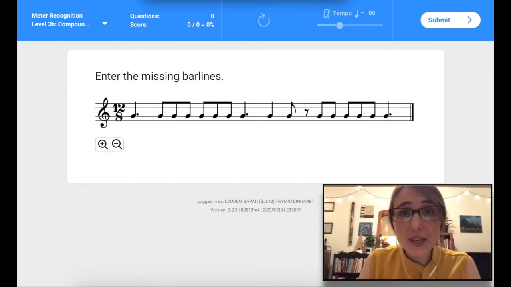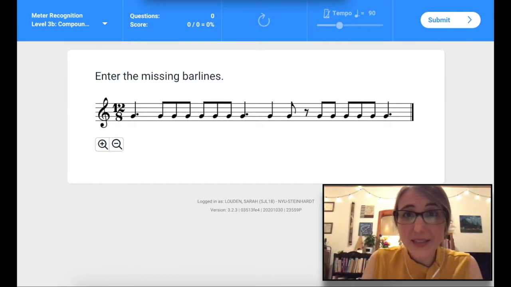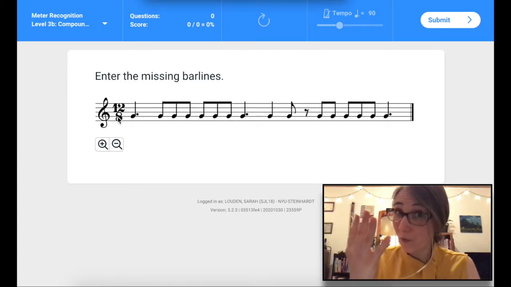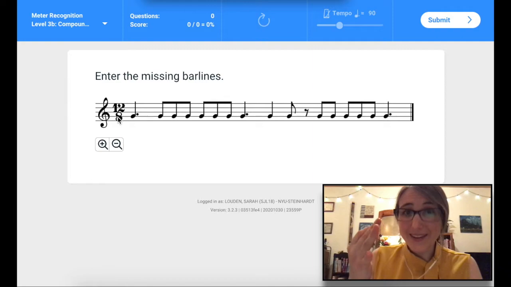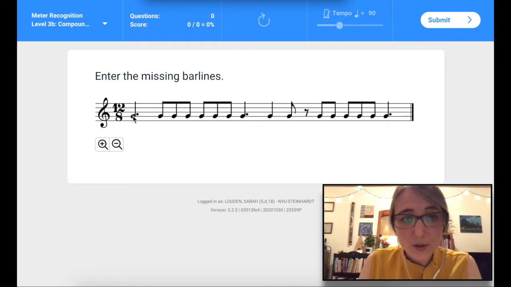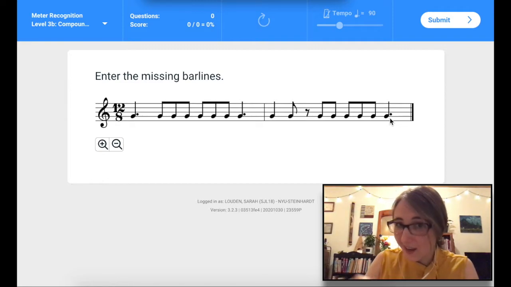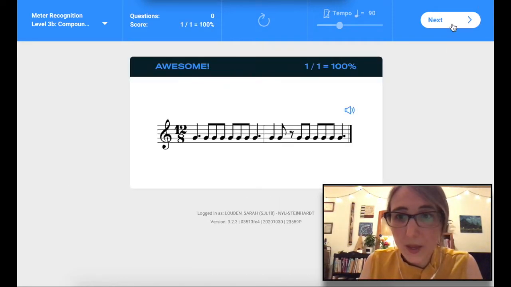All right, so then on the next section of the assignment, you're given something like this, and you're asked to identify where the bar lines go. And you're going to think about this in exactly the same way. You're just going to count out the values. So what you're looking for, if we're in 12/8, you need to have 4 beats, or 1 and 4 times, right? Okay, so there's 1 and 2 and 3 and 4 and a bar line. 1 and 2 and 3 and 4 and done. Got it? Let's try one more.